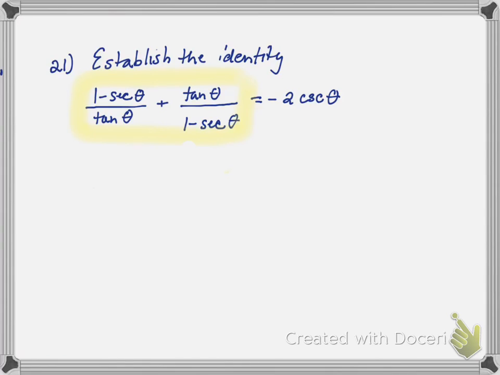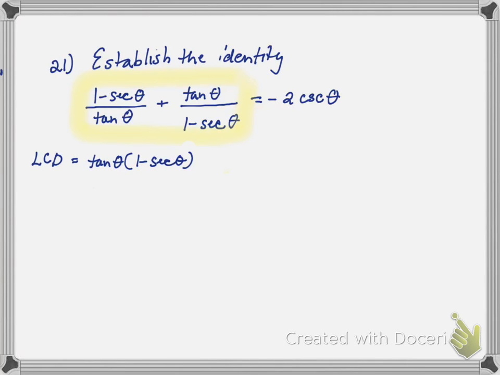So with this one, I'm looking at it, and the left-hand side, which is (1 minus secant theta) over tangent theta, plus tangent theta over (1 minus secant theta), looks much harder than the right-hand side, which is negative 2 cosecant theta. So I'm always going to work on the harder side because there's probably more that I can do with it, so that I can manipulate it through the use of algebra and the fundamental identities so it looks like the right-hand side. So I think what we should do is find a common denominator. The least common denominator is going to be tangent theta times 1 minus secant theta.